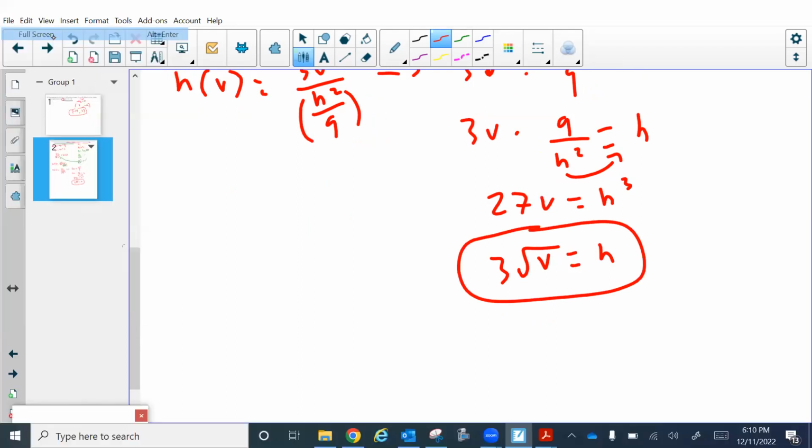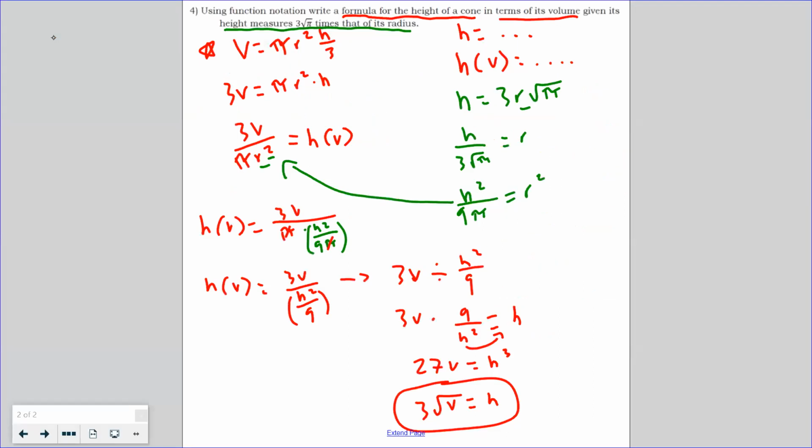Because the big thing here is to know that you start with the equation for the volume of a cone, set that equal to h equals, because that's what we want, and then plug in what our h equals. The height measures 3 r root pi. Solve that for r, plug that back in, simplify it all the way down. Does that make sense?